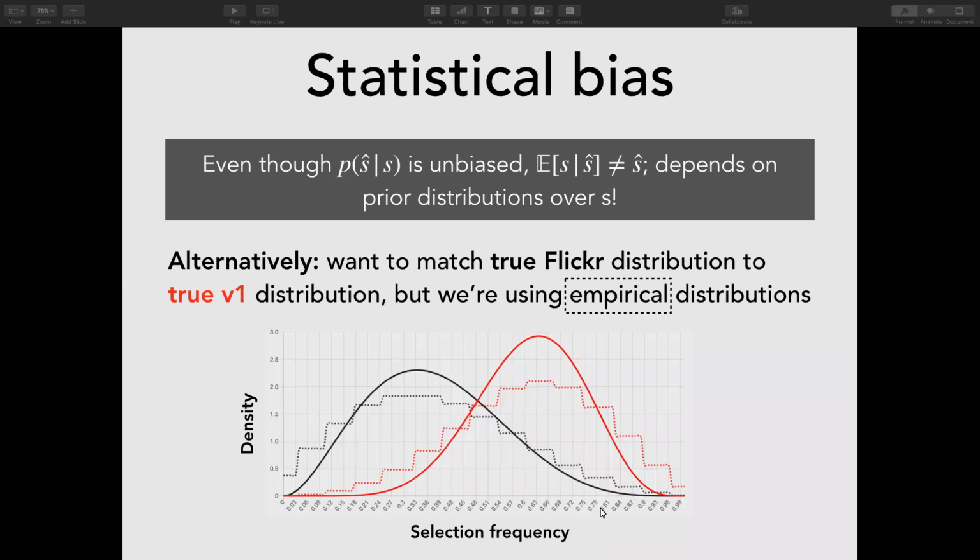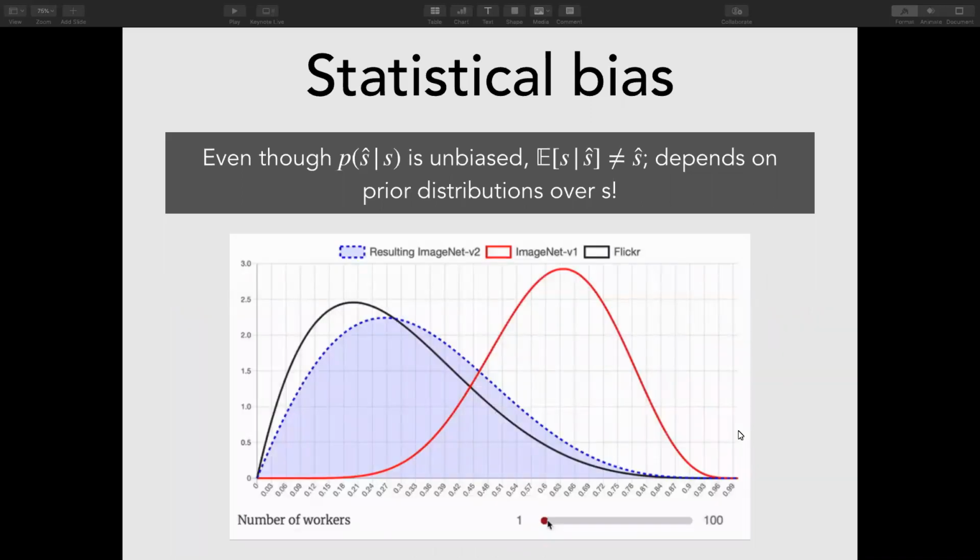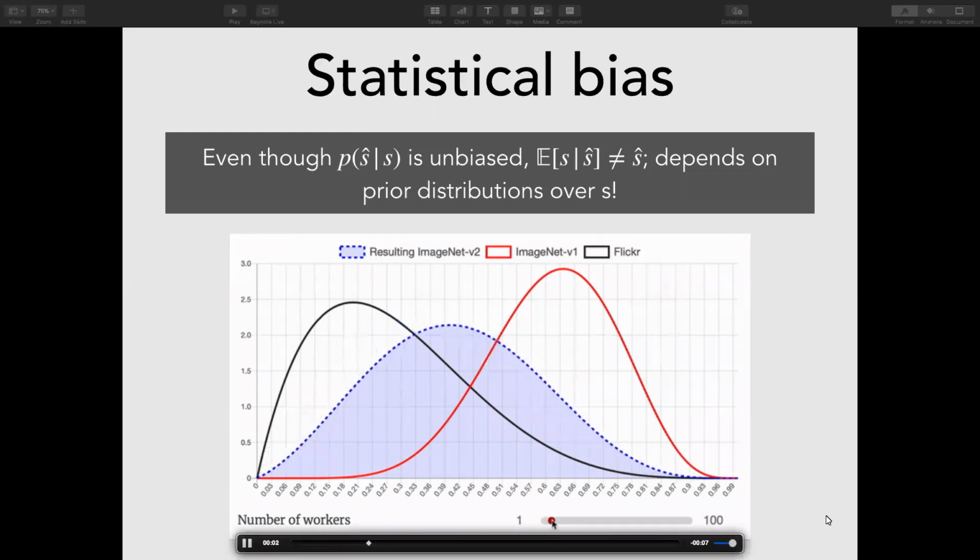And if neither of these two convince you, or if you just want to see a cool simulation, we can actually simulate this process end to end. Again, here we have in black the Flickr distribution of selection frequencies, and in red the ImageNet distribution of selection frequencies. At the bottom here, I'm going to drag a slider that corresponds to the number of Mechanical Turk workers used to measure the selection frequency. Again, more workers means less noise, fewer workers means more noise. And so this works, yeah, it works.